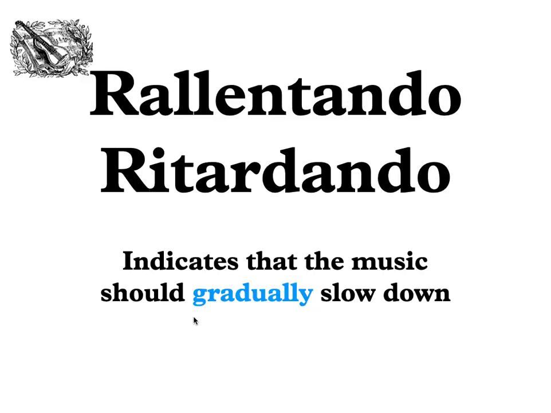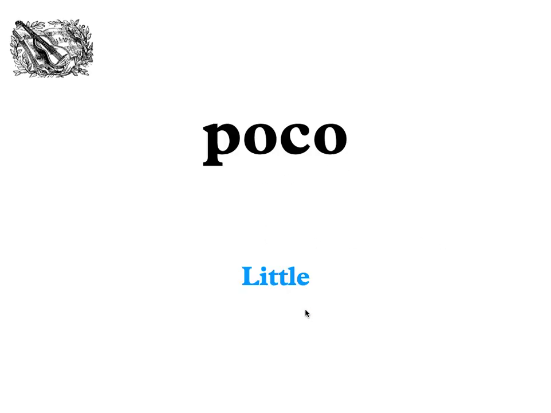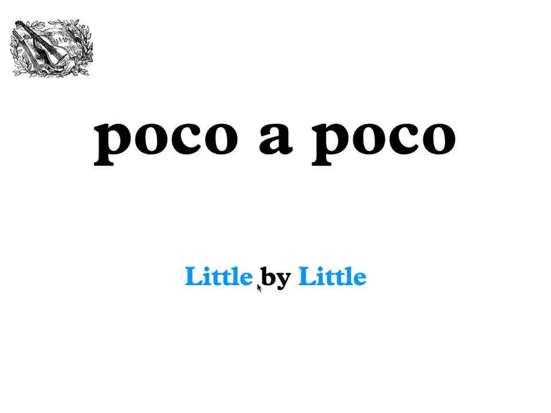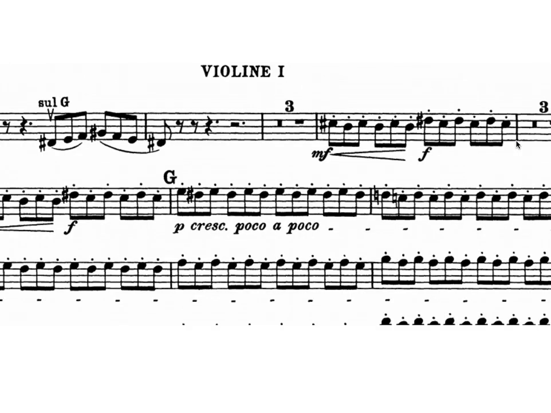Rallentando, retardando indicates that the music should gradually slow down. Okay. So we have rallentando indicated. Retardando indicated. Poco means little, and poco a poco is little by little, and so the composer has written poco a poco, so little by little make this effect happen. Okay. Crescendo, poco a poco, to get louder, little by little.